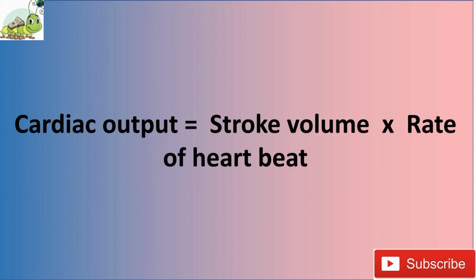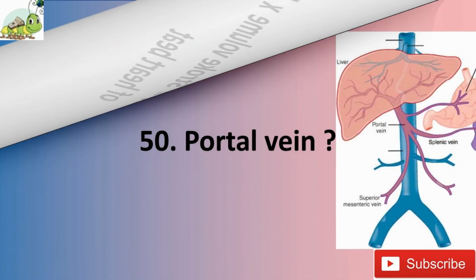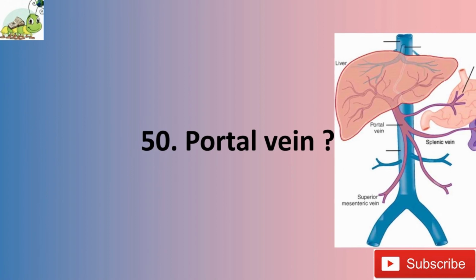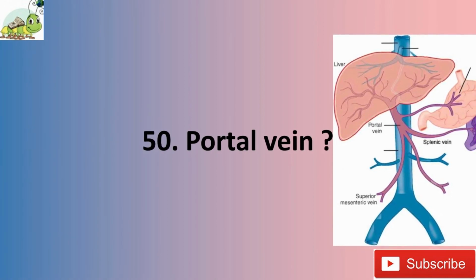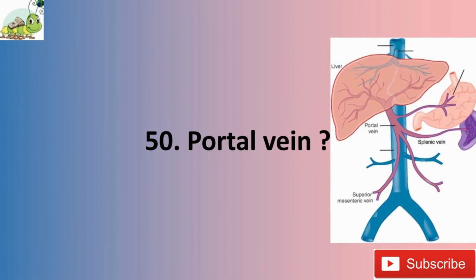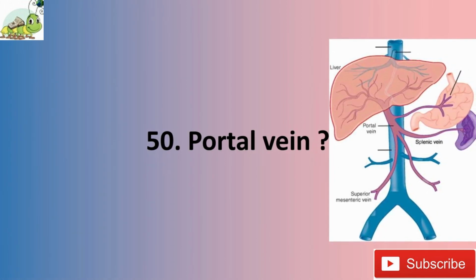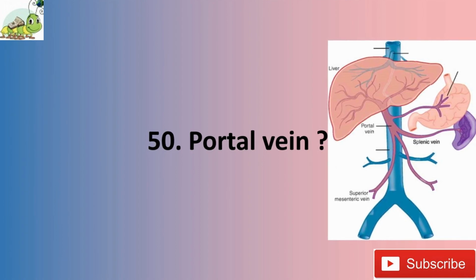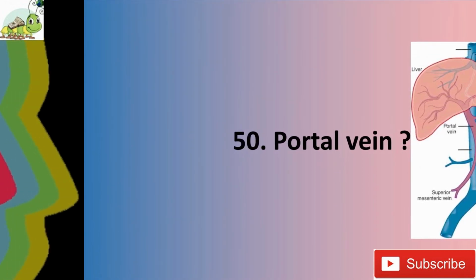Cardiac output is equal to stroke volume into rate of heartbeat. Point number 50. Portal vein, a vein which collects the blood from one organ by a system of capillaries but divides into an intermediate organ before the heart.